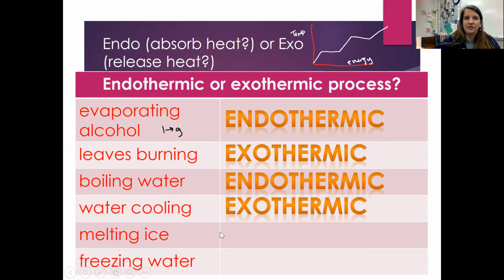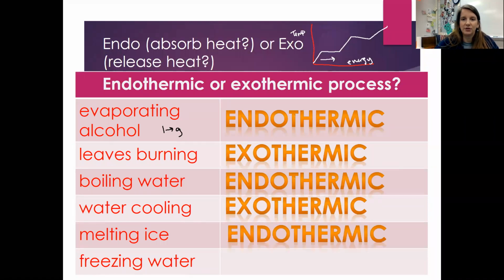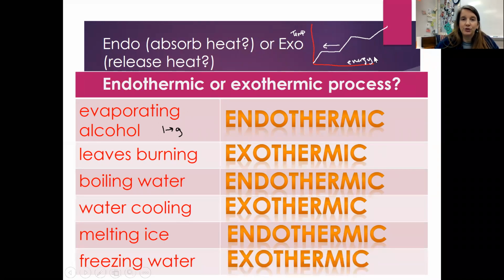Melting ice. When you look at your phase change diagram up here, melting ice, ice is a solid, going into a liquid form. So that's going this way on our phase change diagram. So again, that's going to be endothermic because it has to take in heat to go that way. And then freezing water, when we look at our energy diagram up here, freezing water means that we're going this way on our phase change diagram. So this one has to be exothermic because it has to lose energy to go down in that direction on the left side.